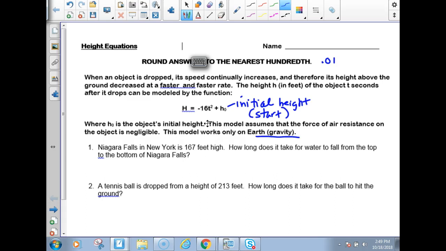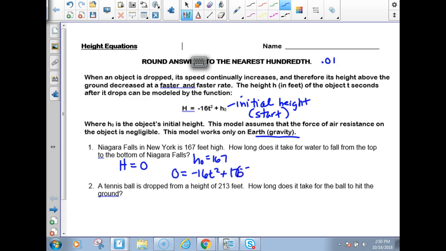Okay, so we're going to put in, what would this be? 167 would be the initial height. H sub 0 is 167. We're going to find out how long it takes to hit the ground. So what's the height when the water gets to the bottom? What's the height there? Yep, h is 0. So if we plug those into this equation, we'd have 0 equals negative 16t squared plus 167.